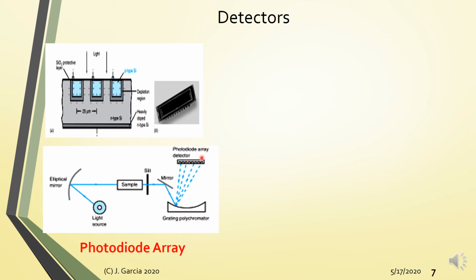As you can see from this diagram, if you're using a photodiode array for your monochromator, you don't need an exit slit. You don't need to filter the emerging radiation one by one, because you have a detector capable of reading simultaneously the information from different wavelengths.